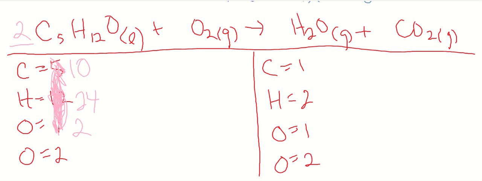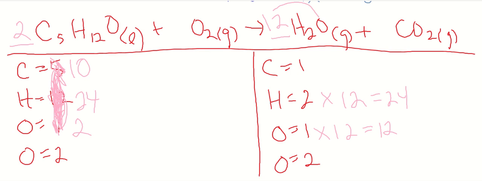All right, so let's start with hydrogen again. 2 times 12 is going to be 24. Let's put that 12 right there. Now we need to update that. See that? Now we got even numbers. 12.